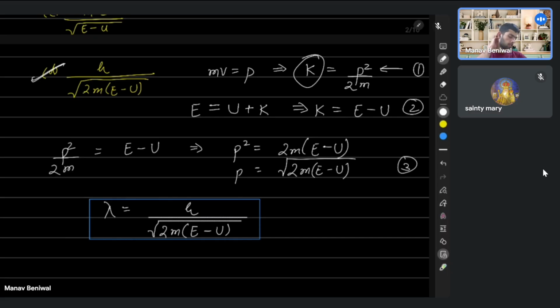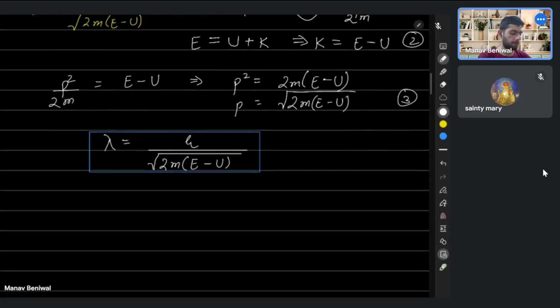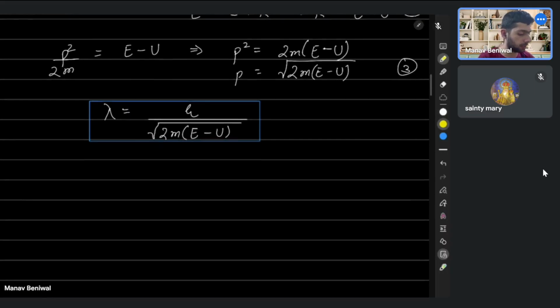So if we are given the total energy and the potential energy of any mass m, then we can write its de Broglie wavelength in this form. Okay, any doubts in this one? No? So let's solve the next one.